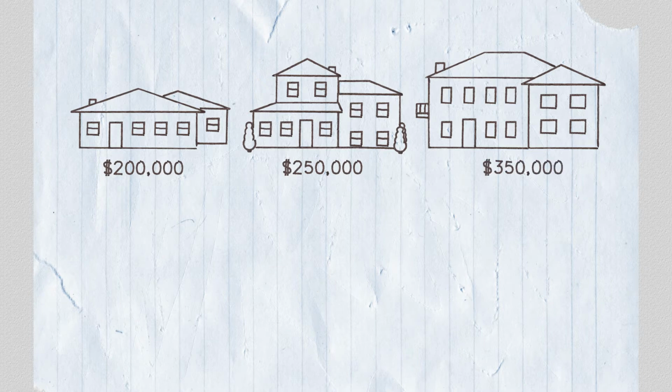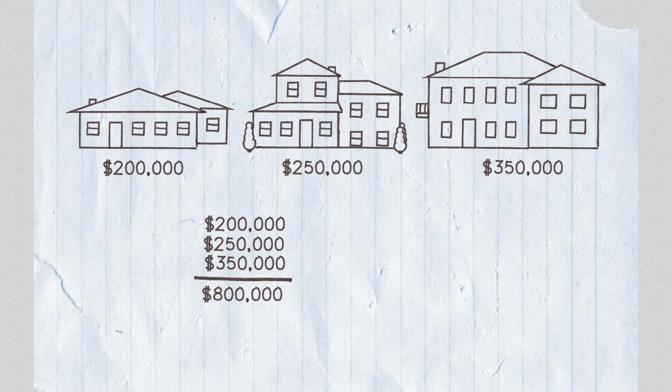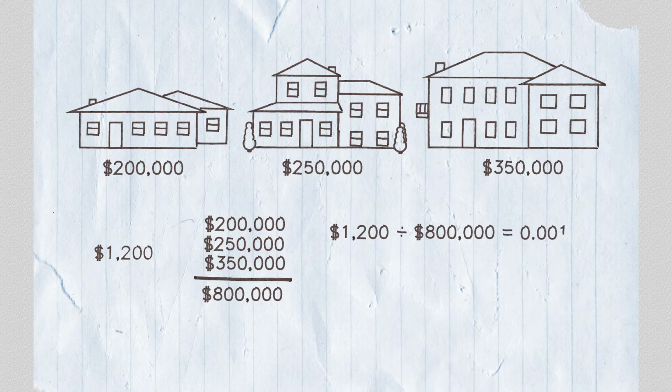The town supplies services, and the money to pay for these services is recovered through property taxation. Let's imagine that the town needs to collect $1,200 to pay for these services. To calculate the tax rate, you divide the cost to provide services by the total assessed value of all the properties in the town. This establishes a tax rate.